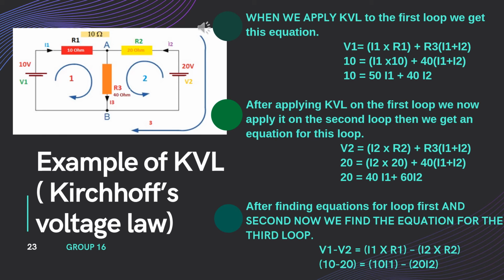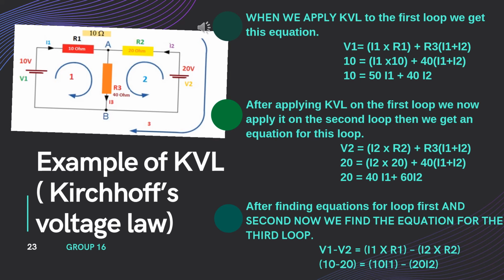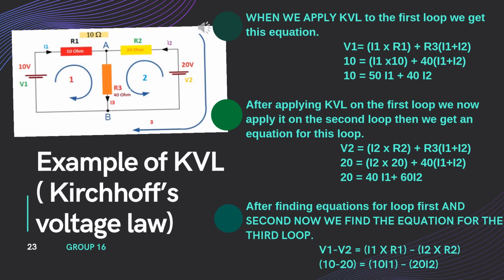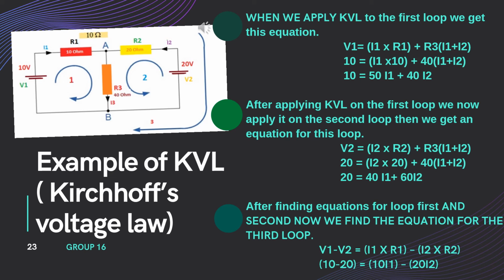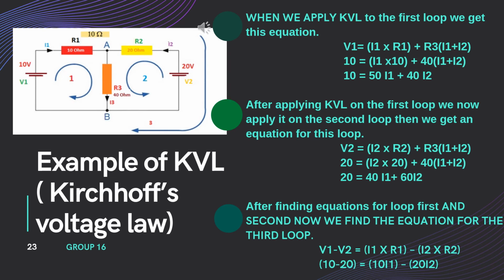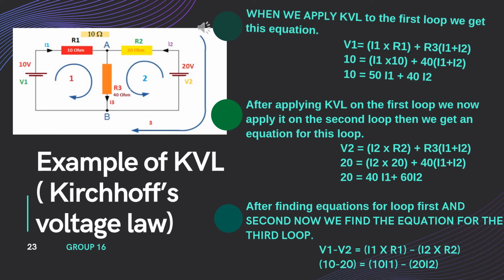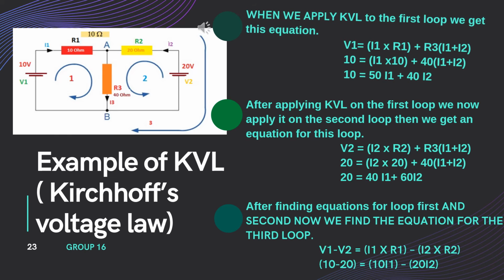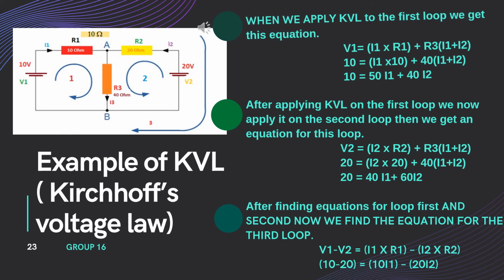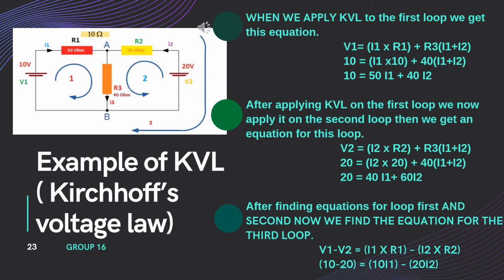This is an example of KVL. In the given diagram, a circuit is drawn on which we have to apply KVL. In this circuit, there are 3 loops, which are labeled by number 1, number 2, and number 3. We will apply KVL on these 3 loops one by one and we will get the corresponding equations. When we apply KVL to the first loop, we get this equation. V1 equals I1 times R1 plus R3 times I1 plus I2. 10 equals I1 times 10 plus 40 times I1 plus I2. We will get 10 equals 50 I1 plus 40 I2.